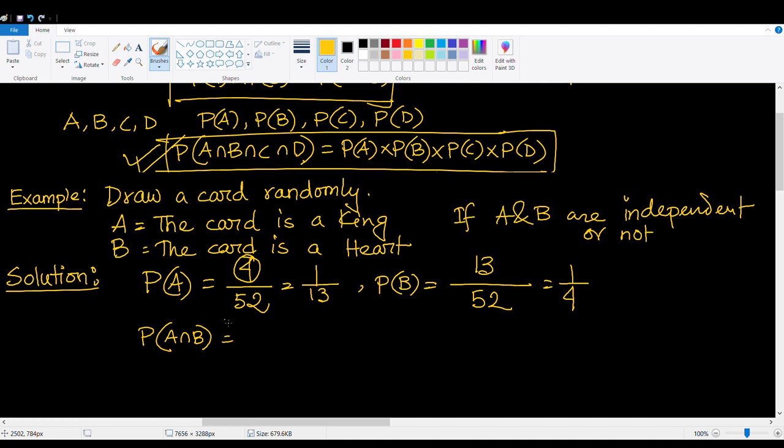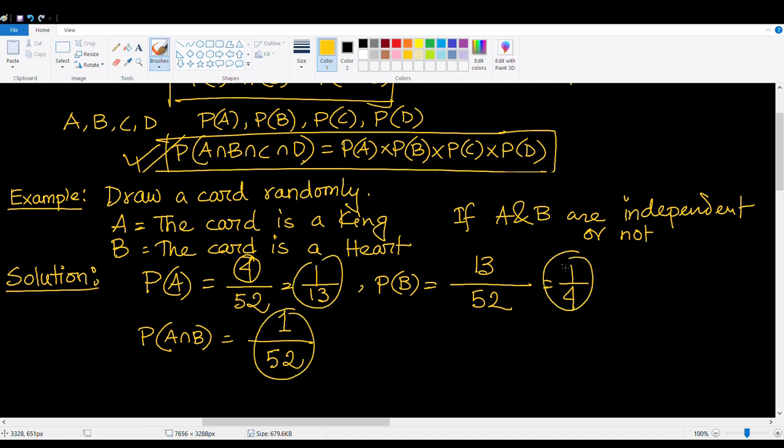All right. So you know that there's only one king of heart in the deck of cards, right? So the number of favorable cases here is 1, and the total number of ways to pick a card is again 52. Now we're going to check if the formula of independence is satisfied by our probabilities.